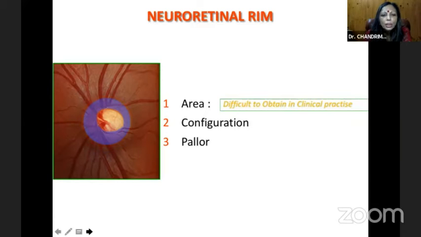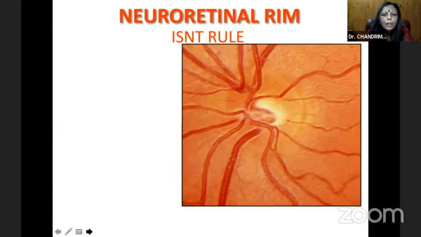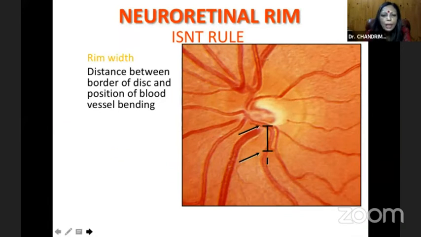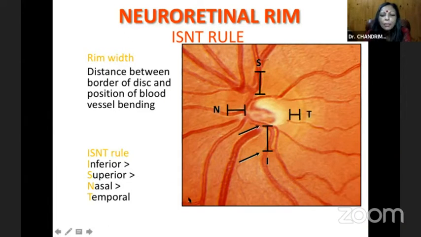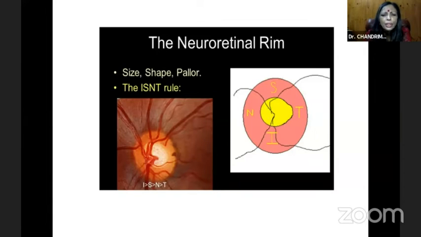What we're interested in out here is the neuroretinal rim. I always compare it with the donut. We're not interested in the hole. We're interested in the chocolate on the rim. So this is the area which you need to look very carefully, the configuration and the pallor. So neuroretinal rim, what applies is the ISNT rule. ISNT rule is nothing but the largest diameter is of the inferior part of the disc, followed by the superior, then nasal, and then temporal. And any deviation from that actually needs a follow-up. So the neuroretinal rim, the shape, size, and pallor, and then whether the ISNT rule is absent or present.